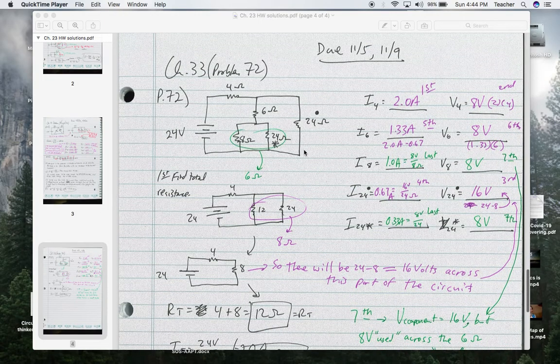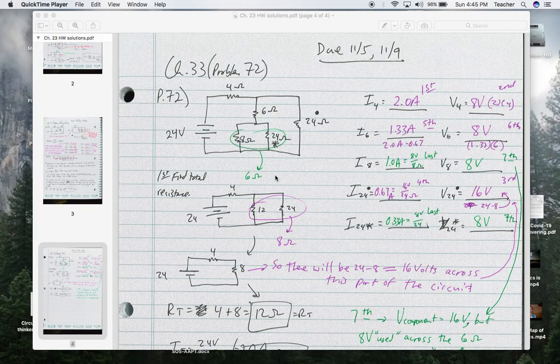Problem 72 is asking for the current through and voltage across each resistor. Notice I'm being careful with how I word that. So the first thing I'm going to do is find the total resistance. I'm going to call this 24 ohms with an asterisk, this 24 ohms with a dot, just to keep them different from each other and so I know which one I'm thinking about.